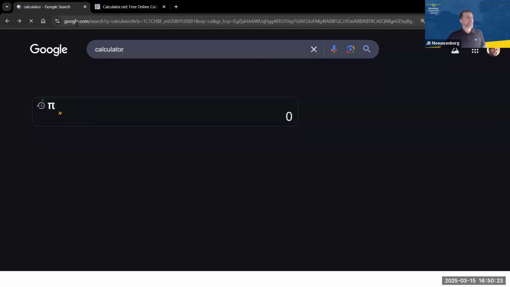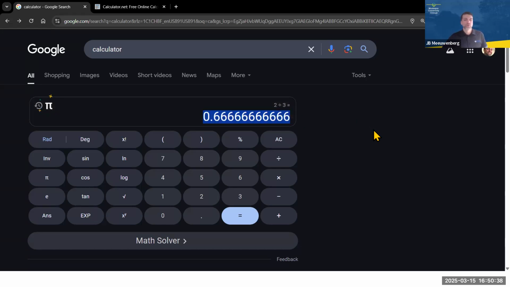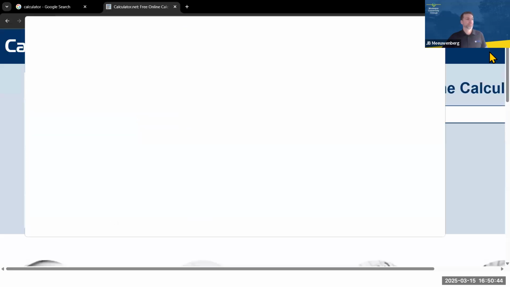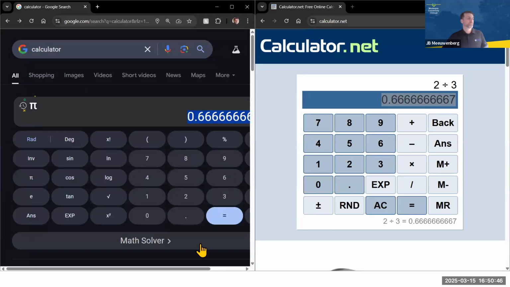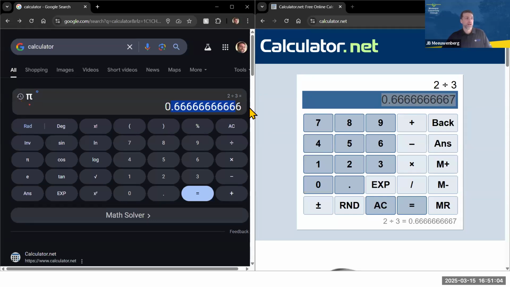And then I'm going to go to, if I just type in calculator to Google, it just pops up a calculator. I'm going to do the same thing. 2 divided by 3. And look at what it gives me. This. What do you notice that's different between these two calculators that I used? It's the same fraction or the same division problem. And I know that it's going to be this repeating set of sixes, but one of them has a 7 in the last digit and one of them does not.